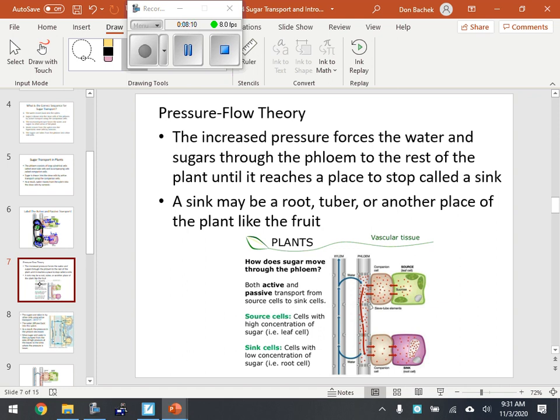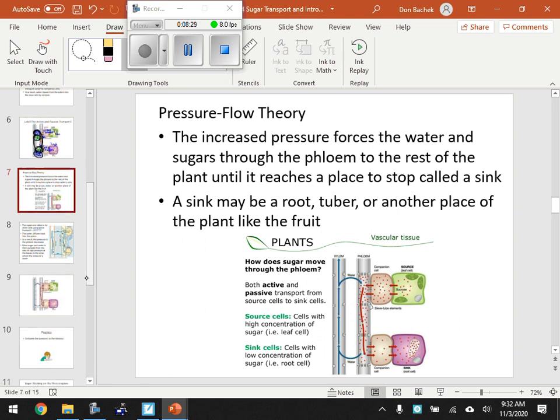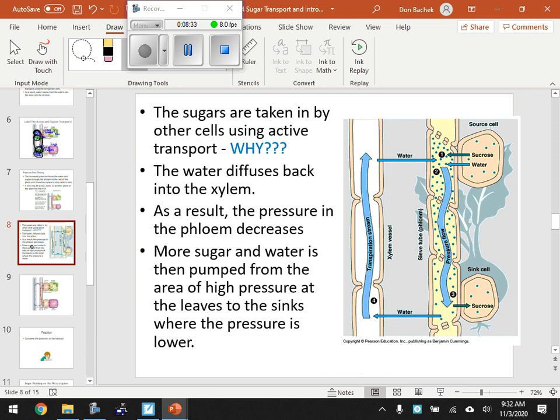So again, we see even in the sugar distribution that we have active transport for the solids, or the solutes, in this case sugar. And again we have water, which is passive transport. So it's the same idea as the root cells, basically, only this time we're talking about the movement of sugar.